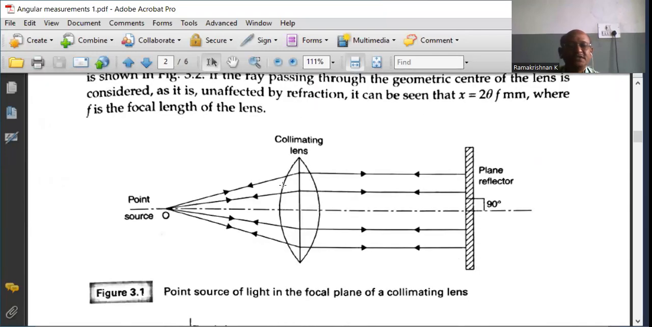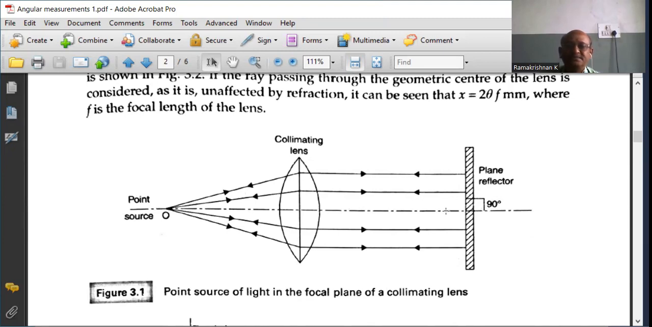The point source is normally located at the focal length of the collimating lens. From the light source, the light beam falls on the collimating lens, and the lens provides parallel beams incident on the plane reflector, which is at right angle to the axis of the collimating lens. Here, all the light beams get reflected back to the same light source, because the plane reflector is exactly 90 degrees to the axis of the collimating lens.